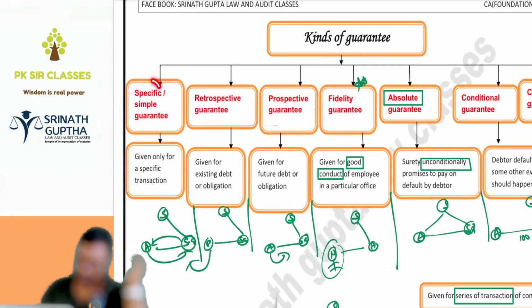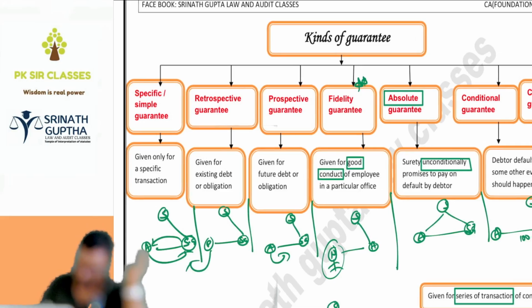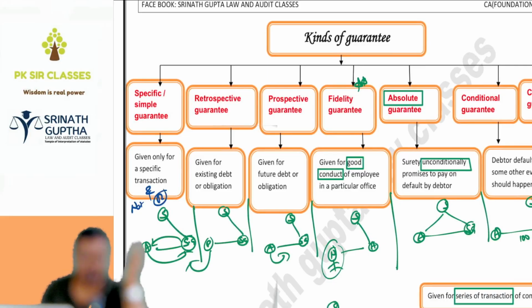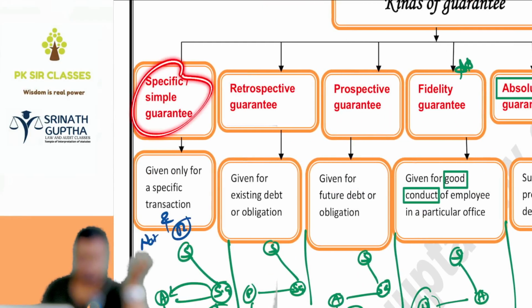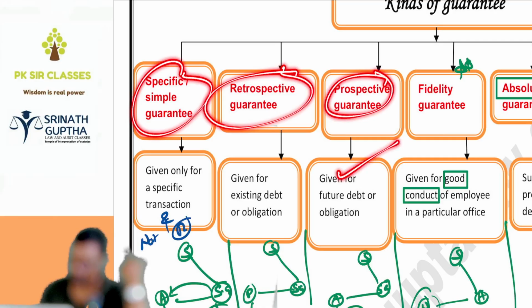Types of guarantee. Specific guarantee is a guarantee given for a single transaction. It cannot be revoked because it is a single transaction guarantee. Next one is the retrospective guarantee: a guarantee given for the past transactions. Next is the prospective guarantee. Single transaction is a specific guarantee, guarantee for the past transactions is retrospective, and guarantee for the future transactions is prospective.